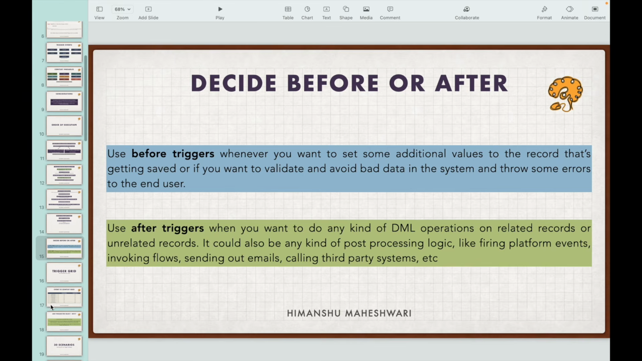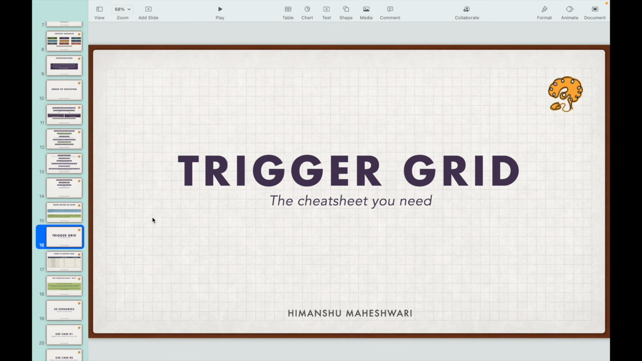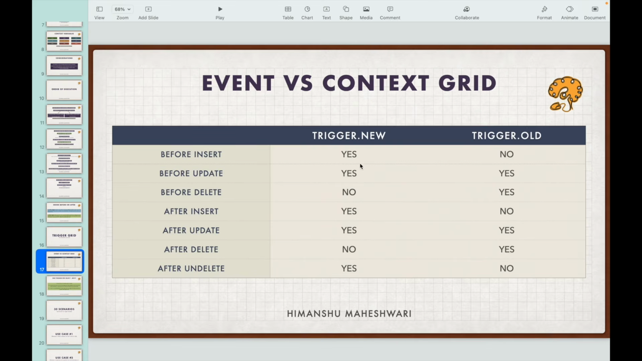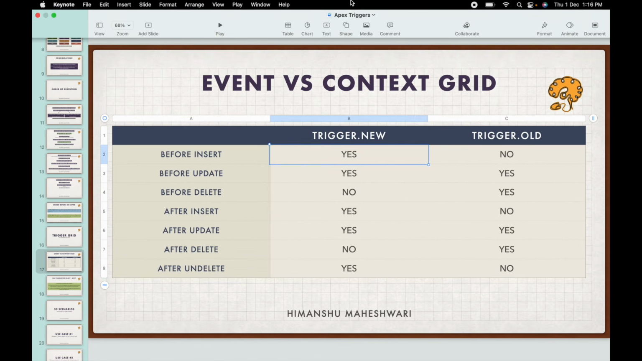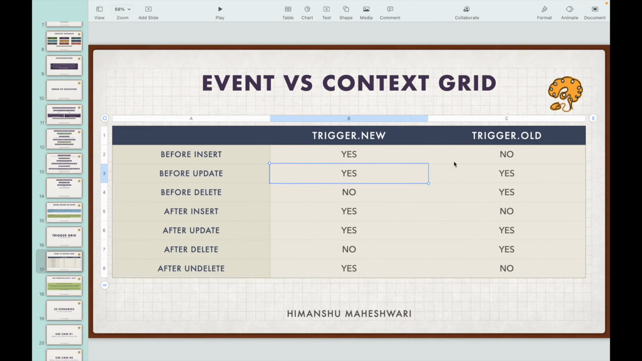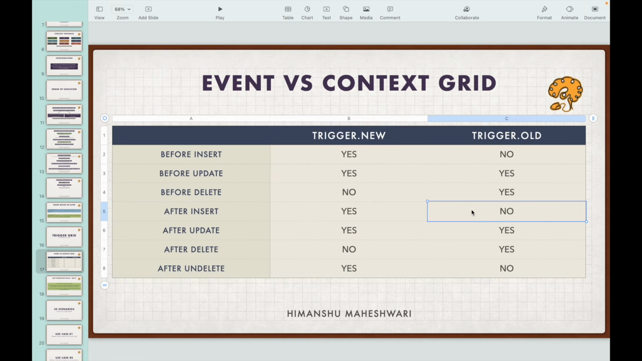Okay. The next thing is the trigger grid, the cheat sheet that you need. This is what I was talking about, wherein we'll figure out what kind of variables are available where. So you have all of these events: before insert, before update, before delete, after insert, after update, after delete, after undelete. Let's try to figure out if we are allowed to use the grid values or not. If we are not allowed to use them, Salesforce will throw an error.